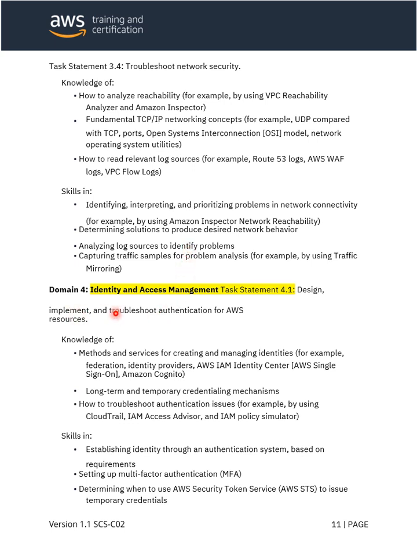There is another domain, identity and access management: design, implement, and troubleshoot authentication for AWS resources. Authentication and authorization are the two key concepts. When you are entering a website, how does the website authenticate you? The second thing is your authorization. Once after authentication, how are you getting authorized?